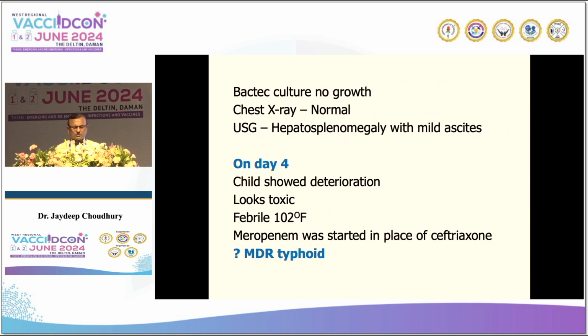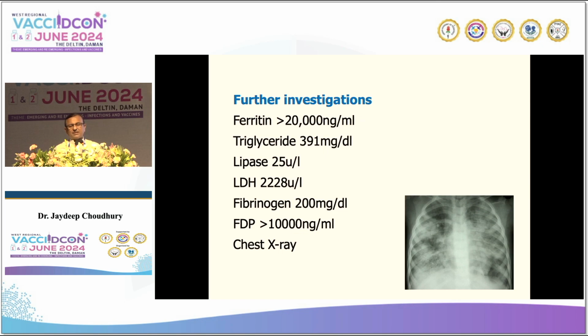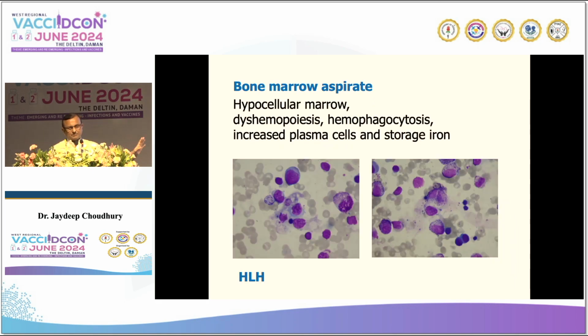Though blood culture showed no growth, after 4 days the child deteriorated, became very toxic, febrile. Meropenem was started in place of ceftriaxone due to fever, thinking it might be MDR typhoid, but the child developed such features: rash, pallor, icterus, mottled skin, hemorrhagic rashes, distended abdomen. So on further investigation, ferritin was raised, triglyceride raised, FDP raised; in the X-ray, diffuse patchy opacity. And this bone marrow picture is not of this child, but just to illustrate it, the typical bone marrow picture of hypocellular marrow with increased plasma cells and hemophagocytosis. So this was HLH. Probably this is a rather more common situation that we encounter in our practice.